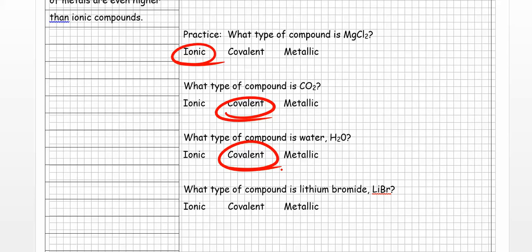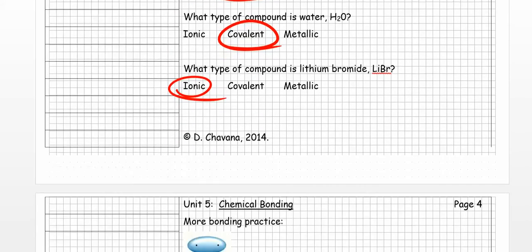And then let's take this last one. What type of compound is lithium bromide, LiBr? Well, lithium's on the left, bromine's on the right. That's going to be ionic. So let's review that. If one's from the left, one's from the right, ionic. If both are from the right, covalent. If both are from the left, that's going to be metallic, and that's going to involve that sea of electrons that we talked about earlier.